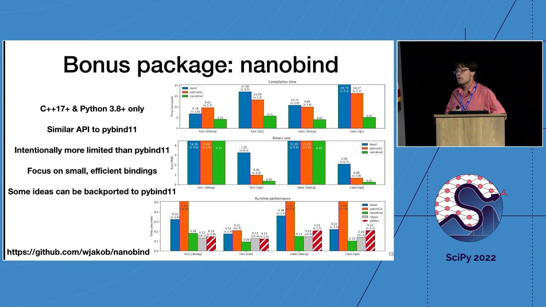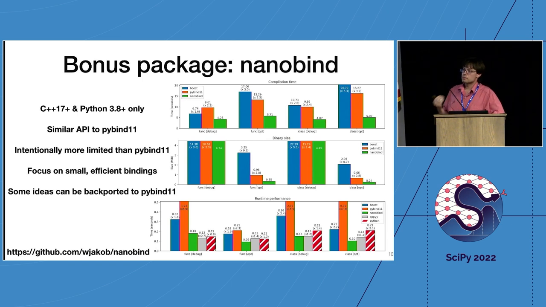So this is the other thing that's come along, and this is NanoBind. It's a new package from the author of pybind11, and it has higher requirements than pybind11. It was designed around Python 3.8's vector call and requires C++17, uses that pretty heavily.